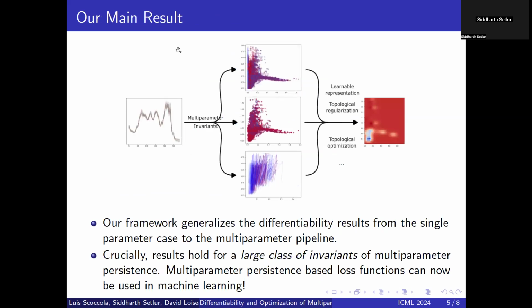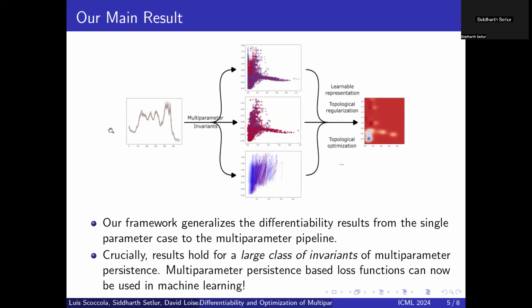Our main result is a framework that generalizes the differentiability results from the single parameter case to the multi-parameter pipeline. And the main strength of our results is that they hold for a large class of invariants under very mild assumptions. And indeed, we believe almost all of the invariants that have been proposed thus far are covered. So what does the pipeline look like?